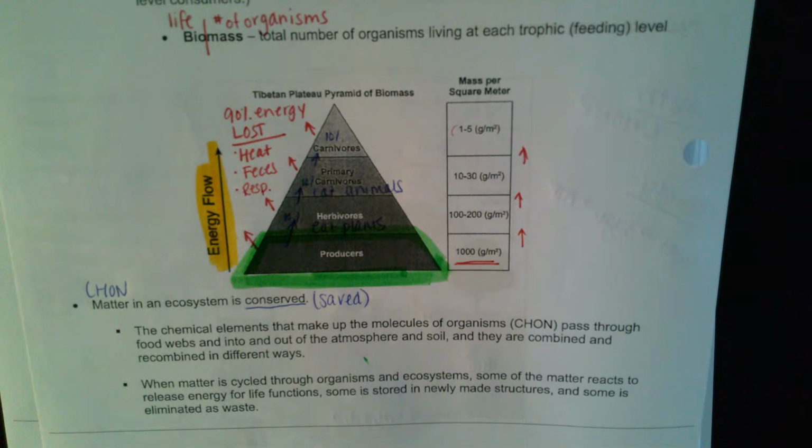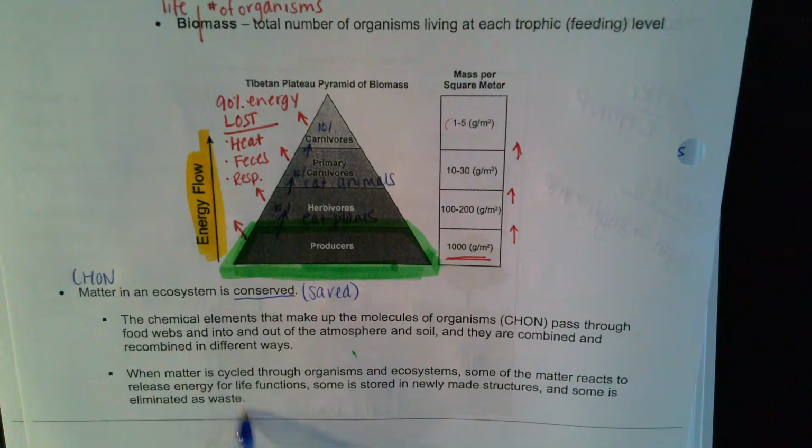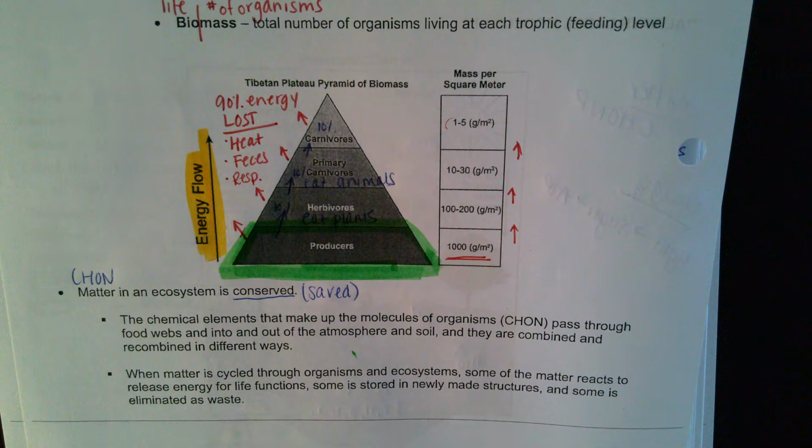When matter is cycled through organisms and ecosystems, some of the matter reacts to release energy for life functions, some is stored in newly made structures, and some is eliminated as waste. This is the same exact thing as I just said at the top. Also, keep in mind when we're talking about conservation, we're looking at those processes that we mentioned on the previous page: photosynthesis, respiration, decomposition, and combustion.